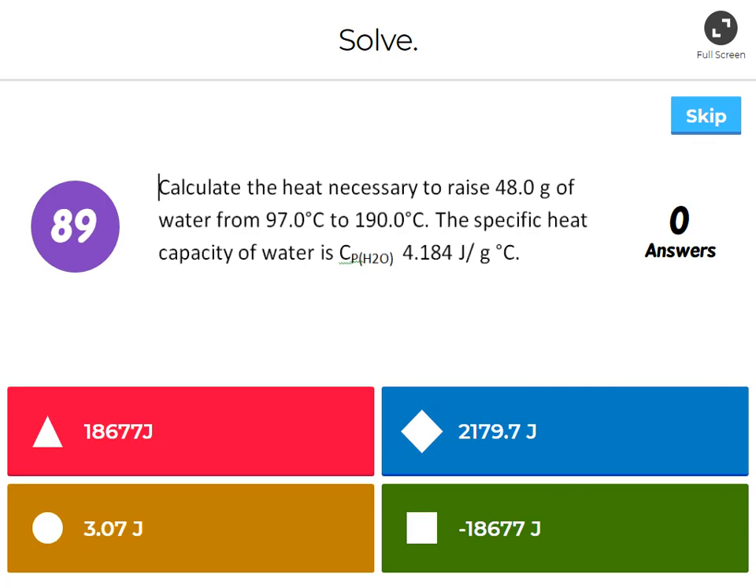Calculate the heat necessary to raise 48 grams of water from 97 to 190 degrees Celsius. The specific heat capacity of water is given.